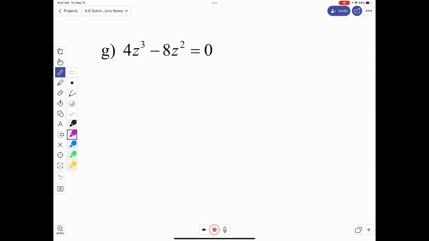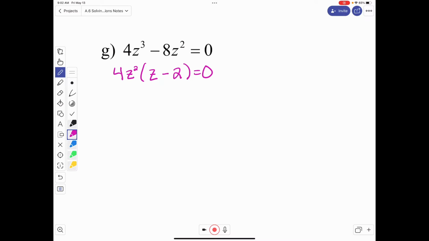All right, moving on to G. Now, this one is going to have to be factored, okay? We can't just move the 8 over, divide by 4. It doesn't work like that. Anytime you see different powers, you're going to have to factor to solve. So I can factor out a 4z squared, which is going to leave me with z minus 2 equals 0.